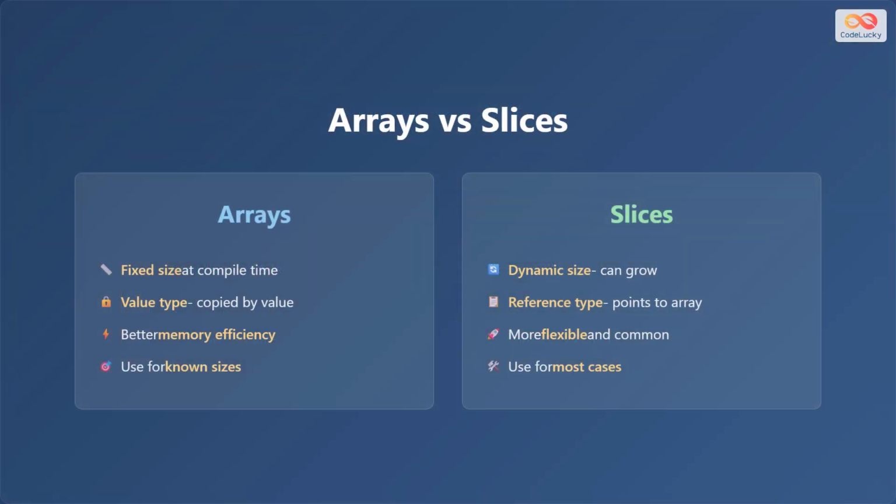Arrays versus slices. Let's compare arrays and slices. Arrays have a fixed size at compile time, while slices have a dynamic size and can grow. Arrays are a value type, meaning they are copied by value, while slices are a reference type, meaning they point to the underlying array. Arrays have better memory efficiency, while slices are more flexible and commonly used. Arrays are best used for known sizes, while slices are best used for most cases.